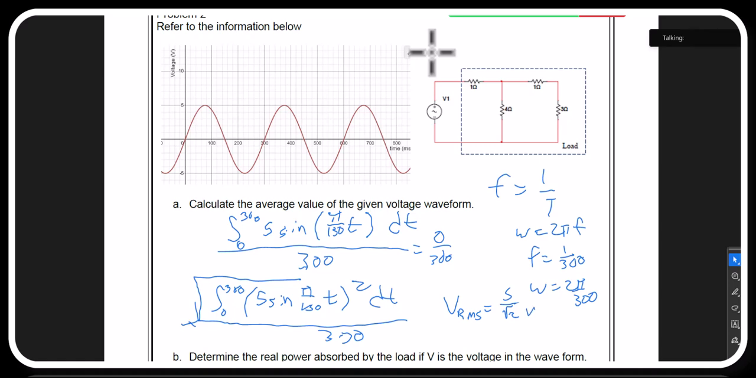Would the 300 not be inside the square root? Oh wait, yeah, it is inside the square root.